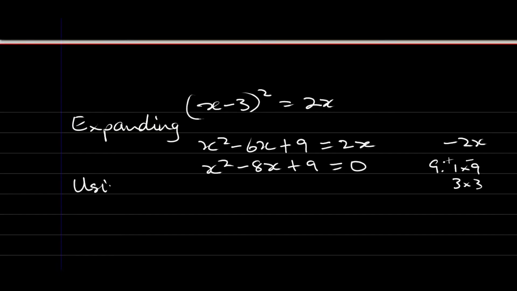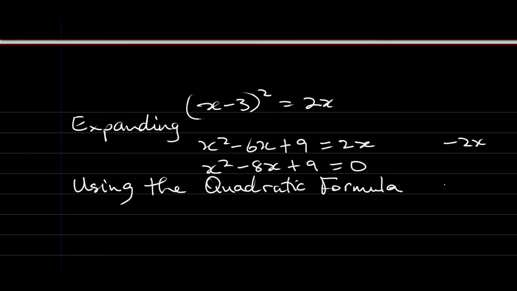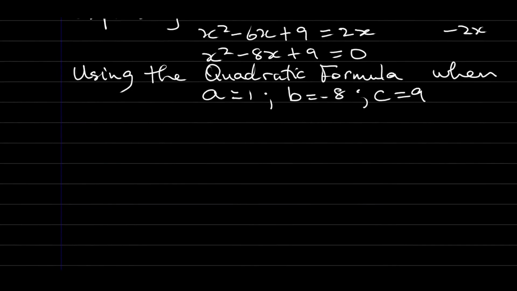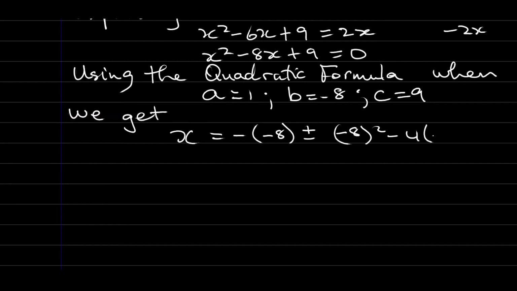So using the quadratic formula, and erase all of this, when a is equal to 1, b is equal to minus 8, and c is equal to 9, we can get a solution for each one of these. We get that x is going to be equal to minus b, which is minus 8, plus or minus the square root of b squared, so minus 8 squared, minus 4 into a, which is 1, into c, which is 9, close bracket, square root that.